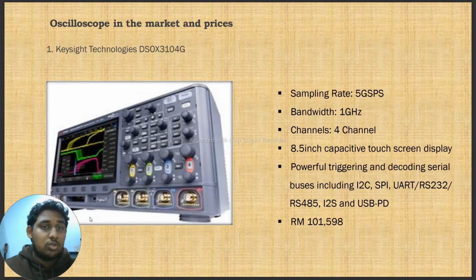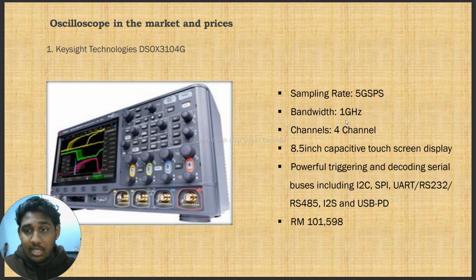These are some of the oscilloscopes in the market right now. The first one is the Keysight Technologies DSO-X 3104G, which has a bandwidth of one gigahertz. It has 4 channels and an 8.5 inch touchscreen display, and costs around 100,000.